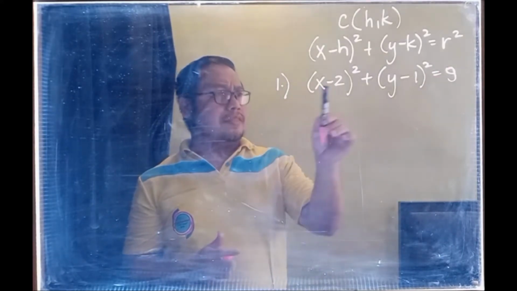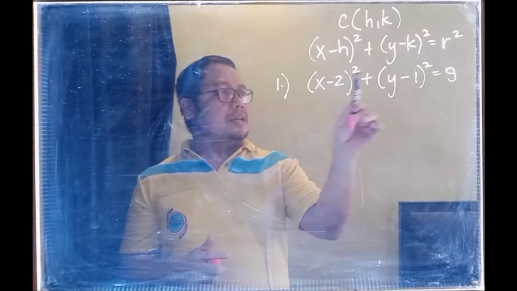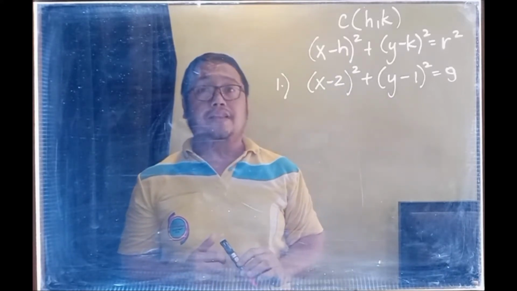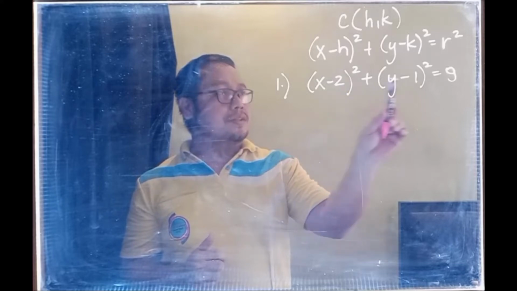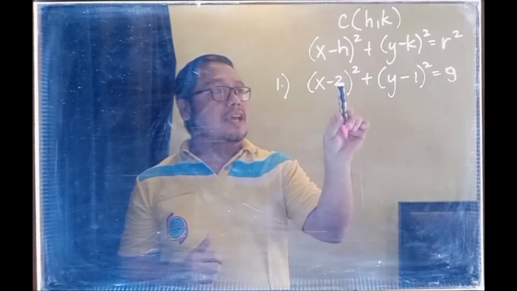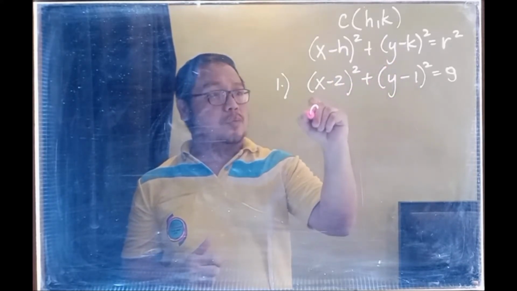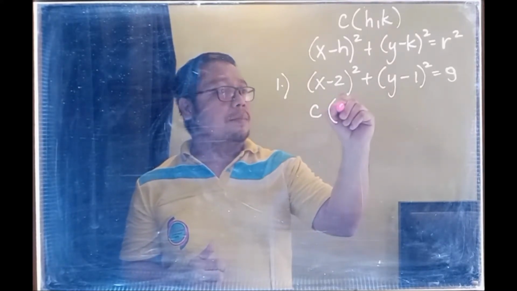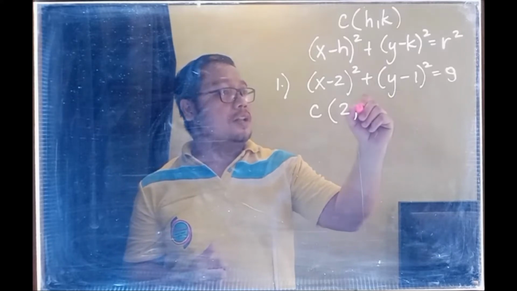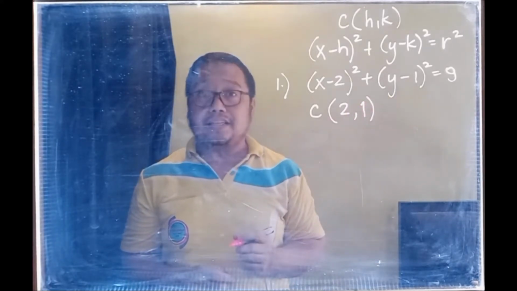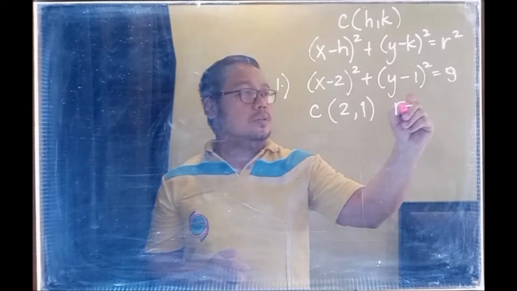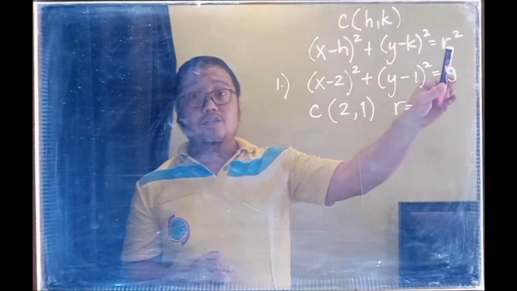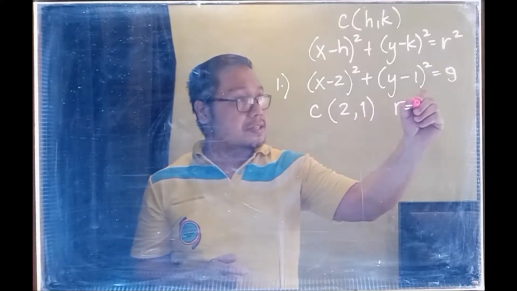By simply looking at these numbers, you can identify your center, because that's your h and this is your k. So the center will be simply the opposite of these numbers. Negative 2 is positive 2. The opposite of negative 1 is positive 1. That is your center. And the radius: r squared equals 9, therefore your radius is 3.